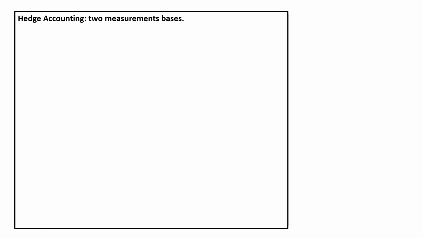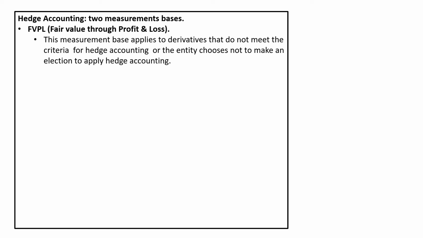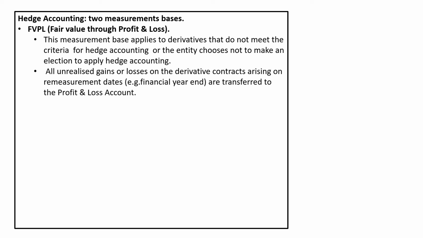In hedge accounting, there are two measurement bases. The first one is called fair value through profit and loss. This measurement base applies to derivatives that do not meet the criteria for hedge accounting, or the entity chooses not to make an election to apply hedge accounting. Here, all unrealized gains or losses on the derivative contracts arising on remeasurement dates, for example financial year end, are transferred to the profit and loss account.